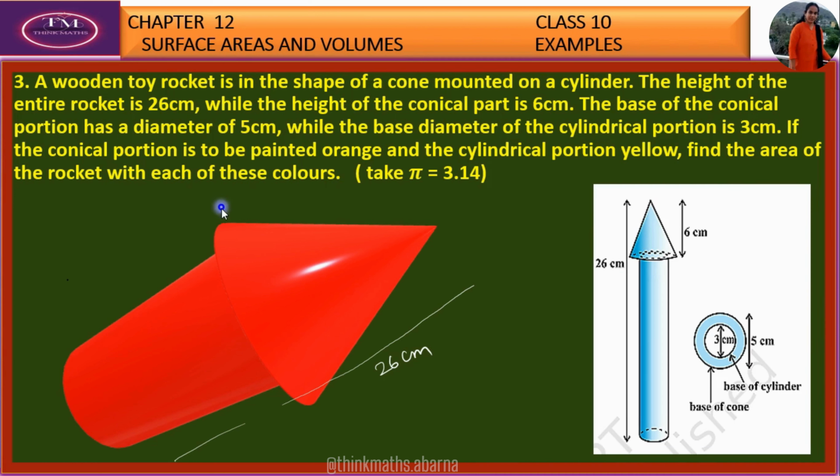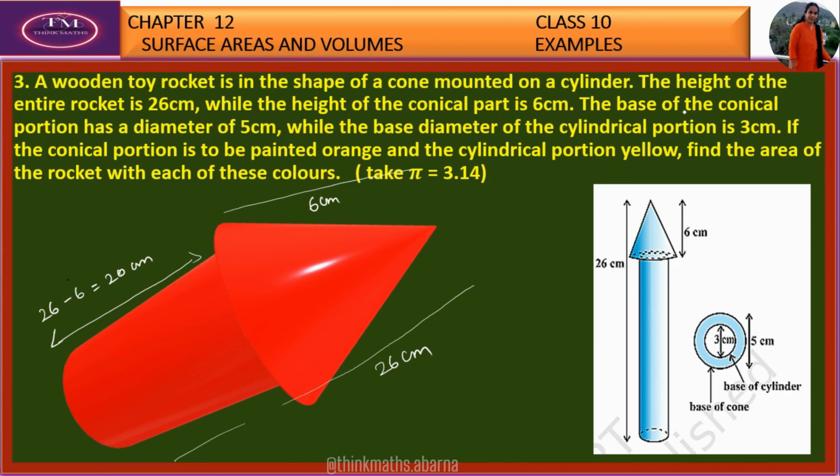The height of this conical part, this conical portion height, is 6 centimeter. So what will be the height of the cylinder? It is nothing but total height 26 minus 6, which is 20 centimeter. So the height of the cylinder is 20 centimeter, and the height of the cone is 6 centimeter.